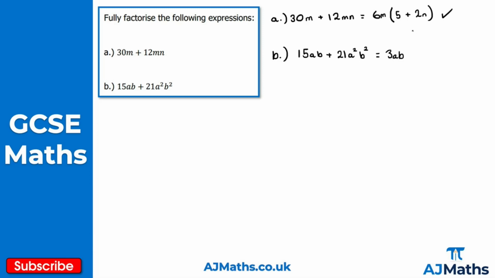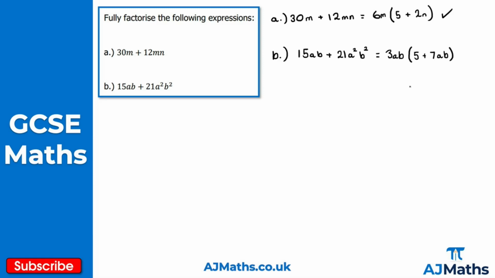So now we're going to put a single bracket in here. And again, I just need to think about now what do I times 3ab by, a bit of a tongue twister, to get 15ab. So in that case then, that would simply be 5. And then again, just repeating that here, what do I times 3ab by to get 21a squared b squared? So in that case then, that would be 7ab.